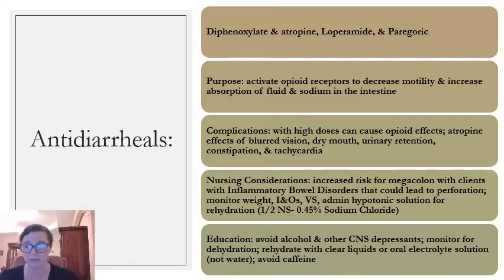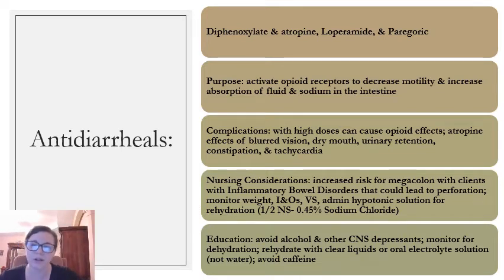So the chronic diarrhea patients are going to be dehydrated. So we want to rehydrate them, and the best solutions for those are going to be the hypotonic solutions to rehydrate those cells as fast as possible. So that's going to be half normal saline. So that's seen as 0.45% sodium chloride, but we call it just half normal saline.